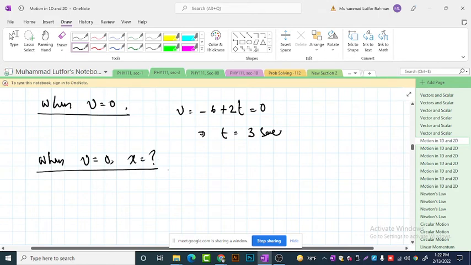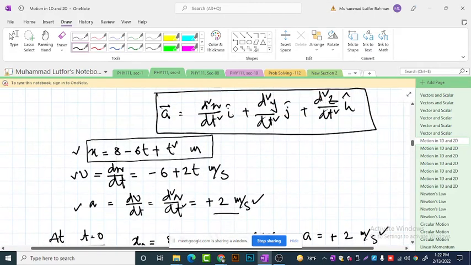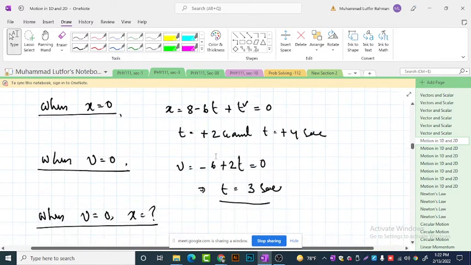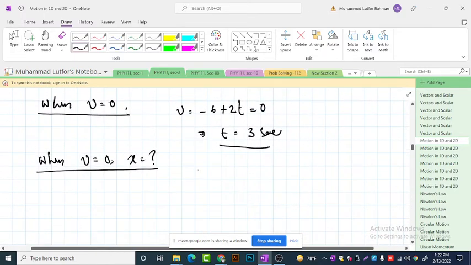So I know the velocity is 0 at t equal to 3 seconds. If I plug t equal to 3 seconds into my displacement equation, which is x equal to 8 minus 6t plus t square, you will find that x is going to be minus 1 meter.